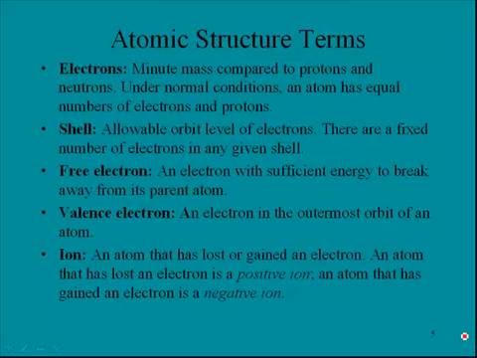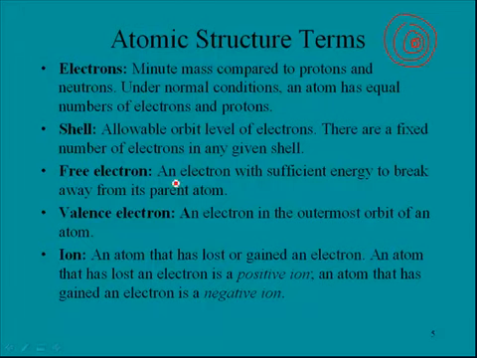Atomic structure terms. Now, we've mentioned some of these already, but let's just quickly mention them. Electrons, minute mass compared to protons and neutrons. They're very tiny comparatively. Under normal conditions, an atom has equal number of electrons and protons, so there's no net charge. Shell, allowable orbit levels of electrons. There are a fixed number of electrons in any given shell, so oftentimes you'll have a nucleus and then several shells that contain the electrons, and they're better drawn than that, but that gives you the idea.